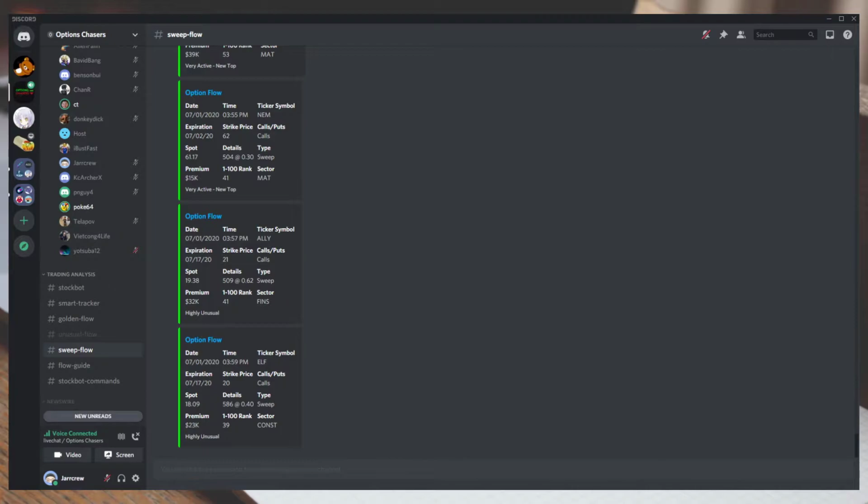Below each of these signals, it says either highly unusual, very active, or new top. So if you were to look at the NEM signal, let's see if I can pull this up and see why they're getting triggered.